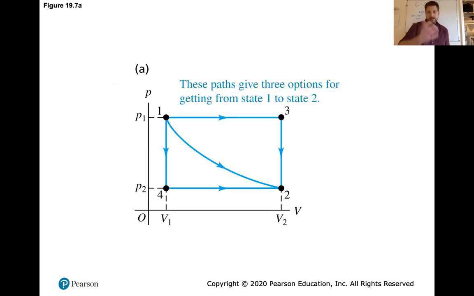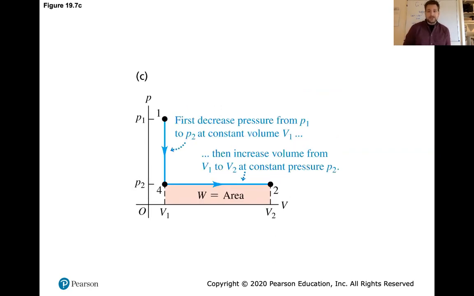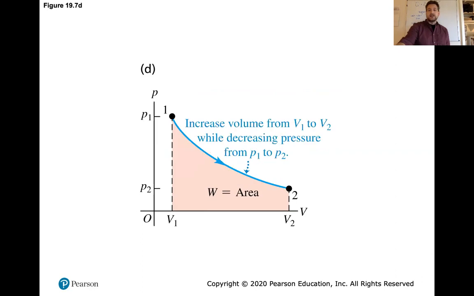which, again, points out to us that the work done during a process from state 1 to state 2 depends on how we get there. If we go through state 3 first, it's a relatively large work that's done by the system. If we go through state 4 first, it's a relatively small work. And if we go directly from state 1 to state 2, then it's some amount of work that's between the two.